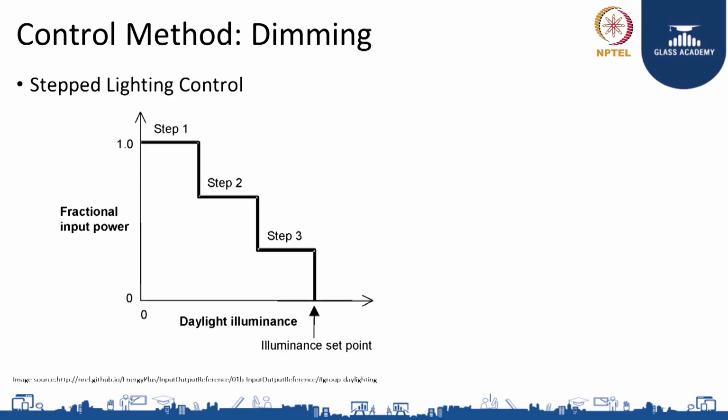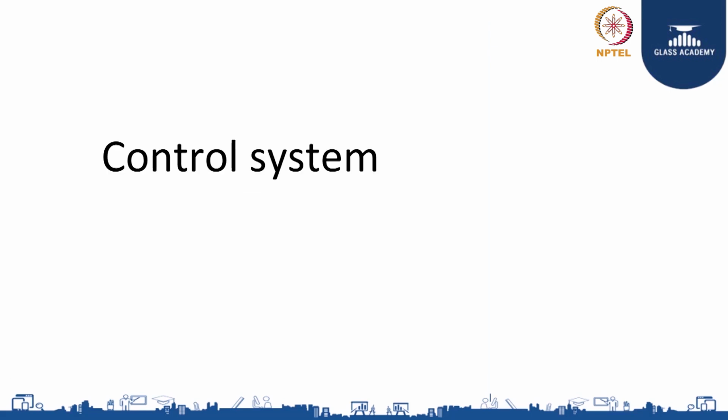This is easier to control, and there is no loss of efficacy when we are dimming it. But of course, we cannot get continuous dimming. We get it in steps. Let us now look at the control system.